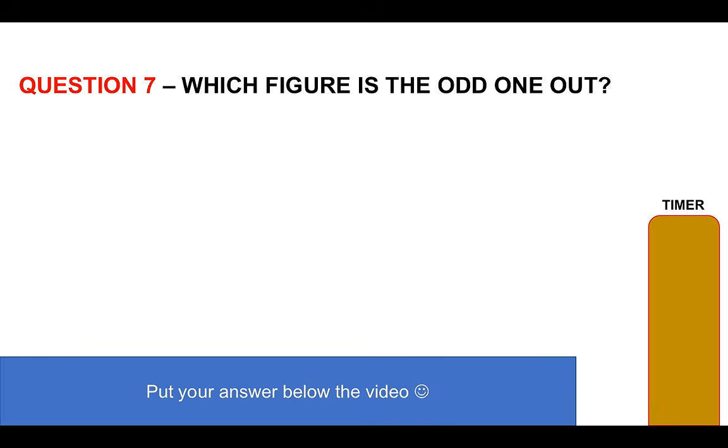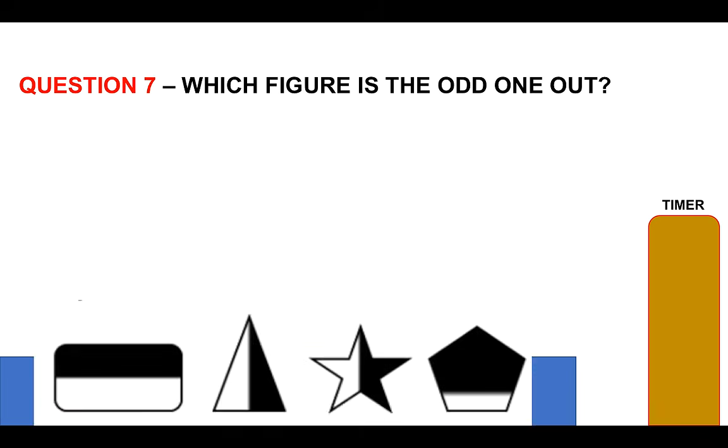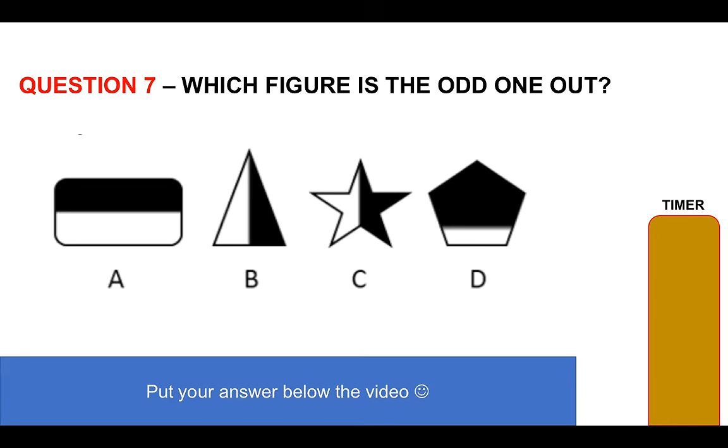Question 7, which figure is the odd one out? A, B, C or D? Please put your answer in the comment section below and also state why. Why is it which one you've chosen? Looks easy, but it's not.